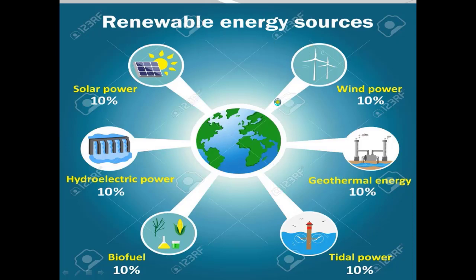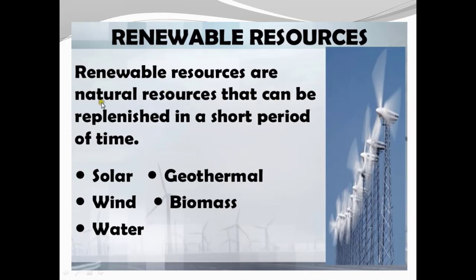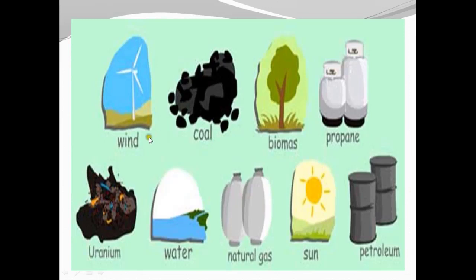Furthermore, renewable resources are natural resources that can be replenished in a short period of time, and solar, wind, water, geothermal and biomass are all the resources which we call renewable resources. Now here, if you see the things which we can say are renewable resources: wind, coal, biomass, propane, natural gas, water, uranium and sun, as well as petroleum. These are all the renewable resources.